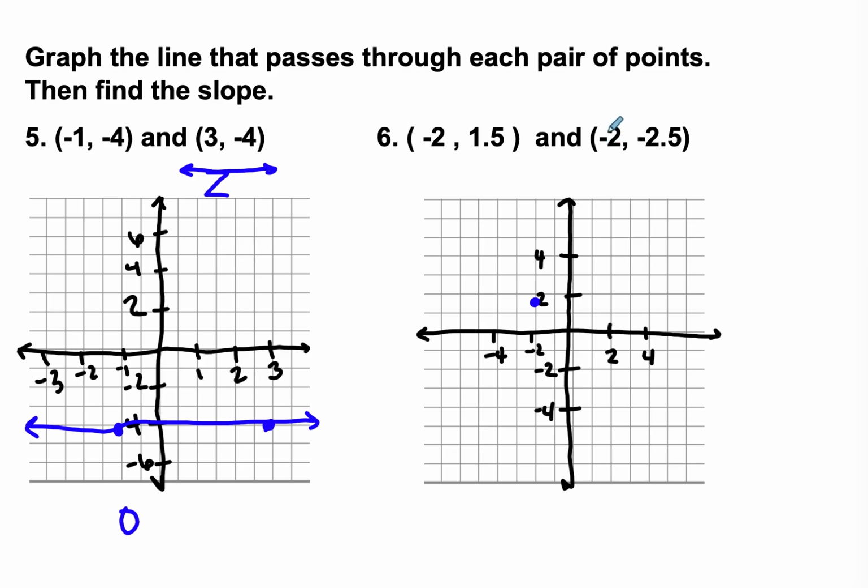All right, and then here -2, -2.5. So over -2, down -2.5. Connect it with a line. This one is undefined. And that's because it is a vertical line. If it helps, you can think that U, if you look at the side there, you could change that U into straight up and down.